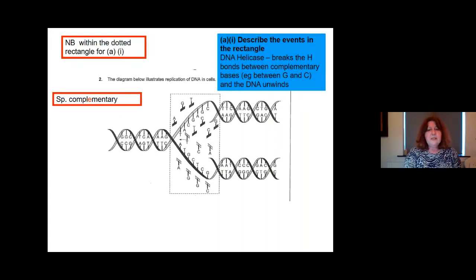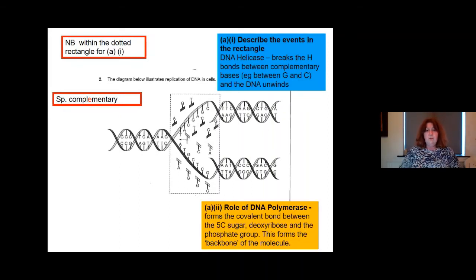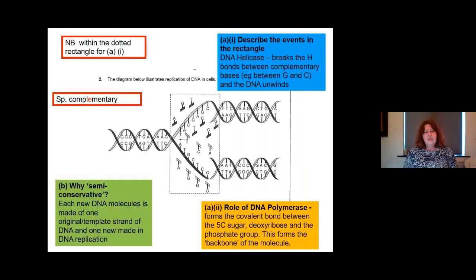The next question asks about the polymerase, what the role of the DNA polymerase is. And you can see here that I've said, well, that's forming the covalent bond between the sugar, which is deoxyribose, and the phosphate group, and that's forming the backbone. And again, I'm putting some detail in there on my answer. Next thing, why is it semi-conservative?